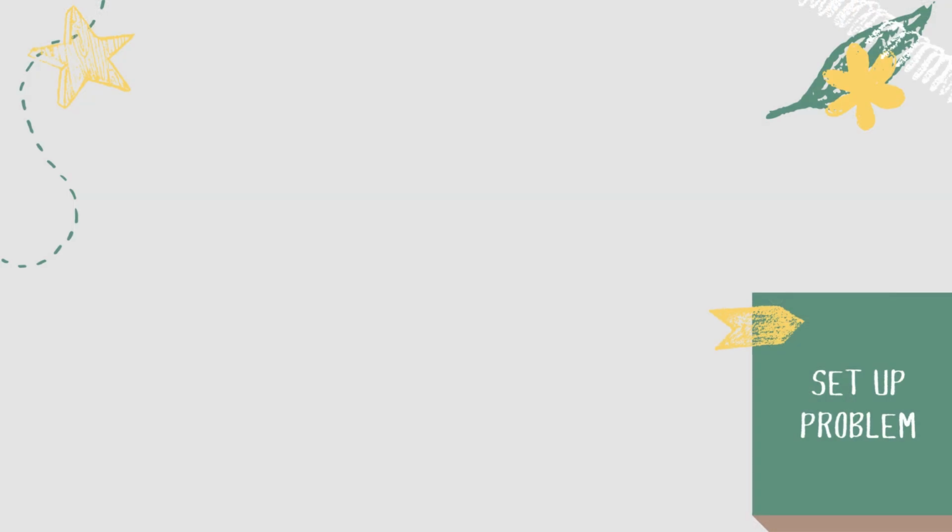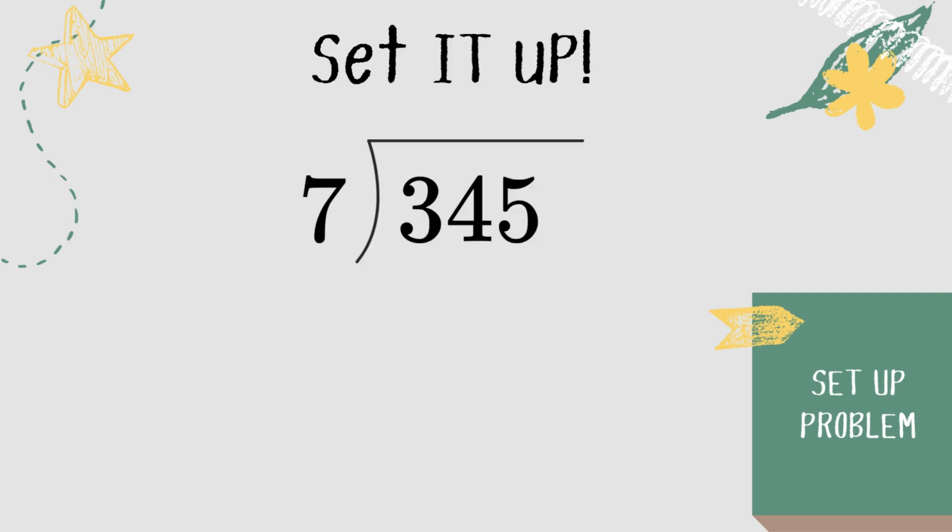The first thing you want to do is set it up. Instead of drawing the regular long division symbol, you're going to draw the same thing, but make the end a little bit longer. Almost like a big number 7.